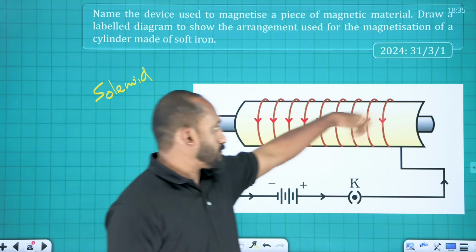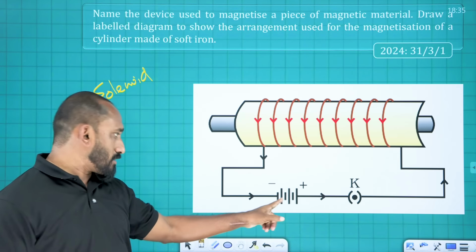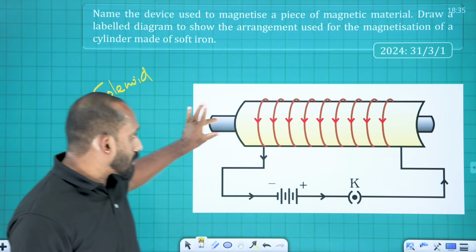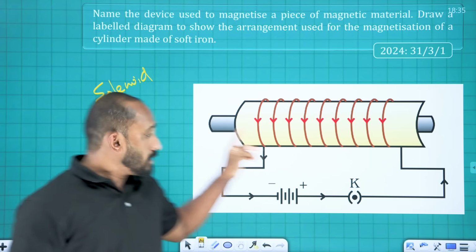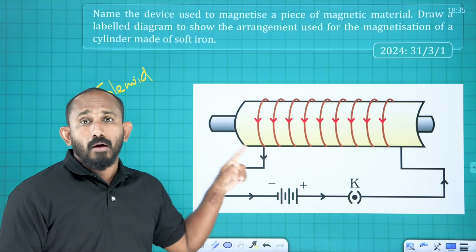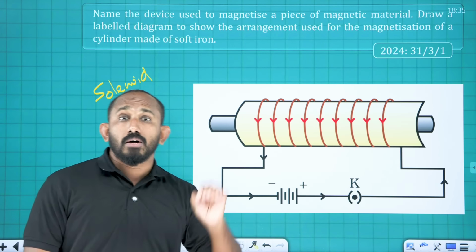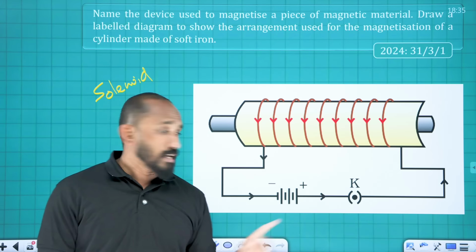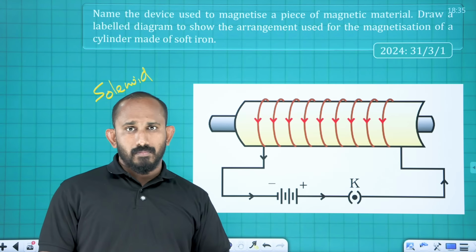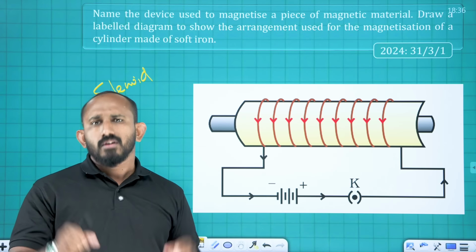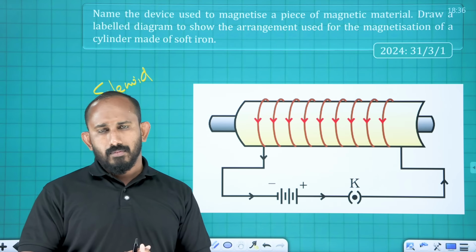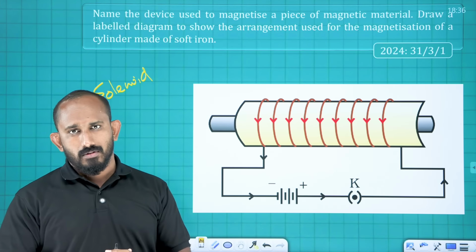So you can draw this figure. See, it's a solenoid connected to a battery. Current is passing through and there is a switch. Then if you keep a cylindrical iron core inside, after some time this material will become magnetized. And it will be a temporary magnet, because as long as current is there, it acts as a magnet. Then if you switch it off, for a short time this material still shows magnetism. Then we call it a temporary magnet.